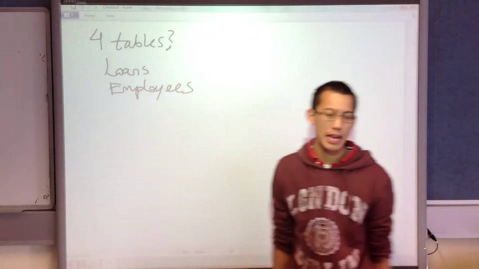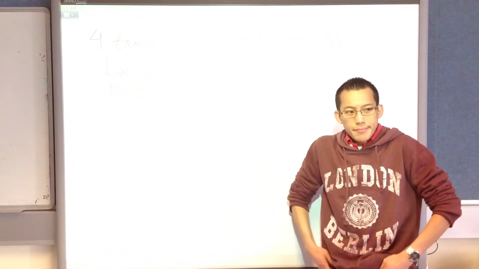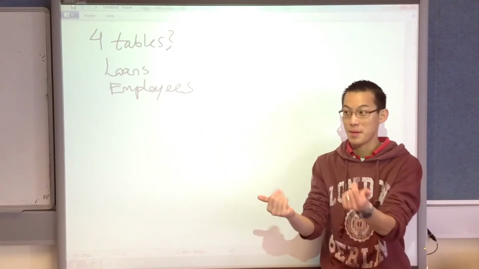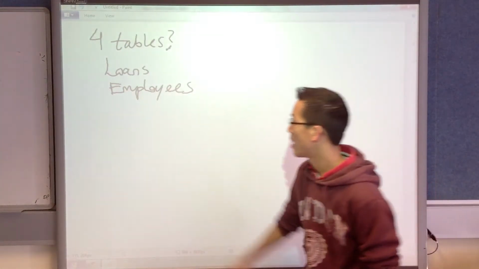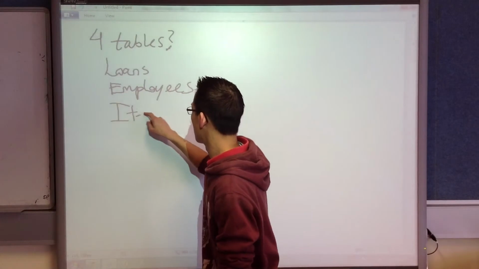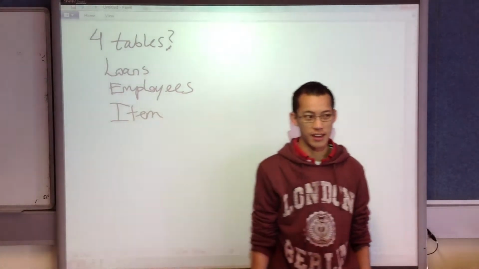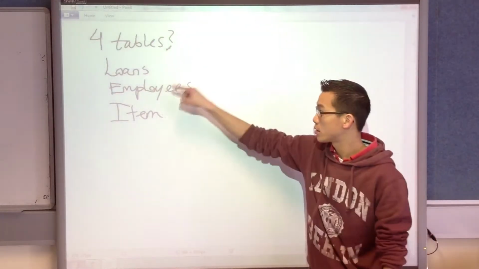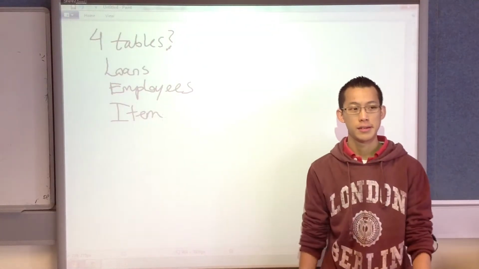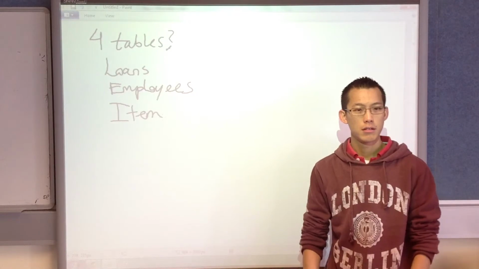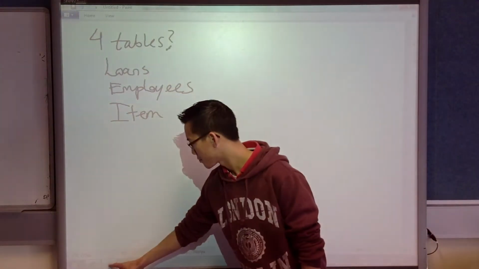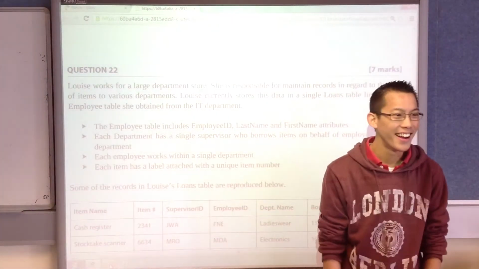What else could we make tables about? Item. Okay, items. Right, so the actual stock take scanners, laptops, and so on. The actual things being loaned, okay? Good, 1, 2, 3. What else? Department, good.